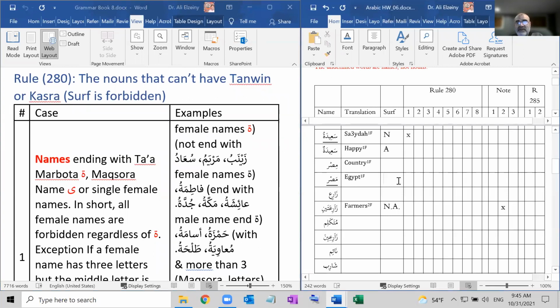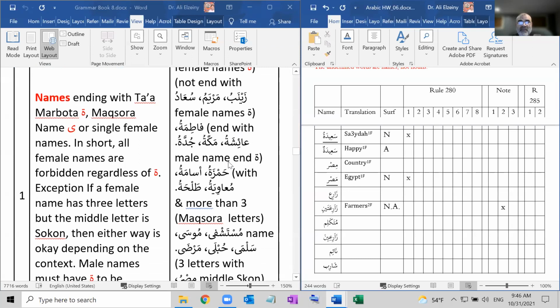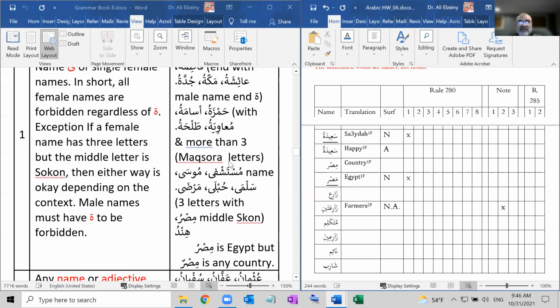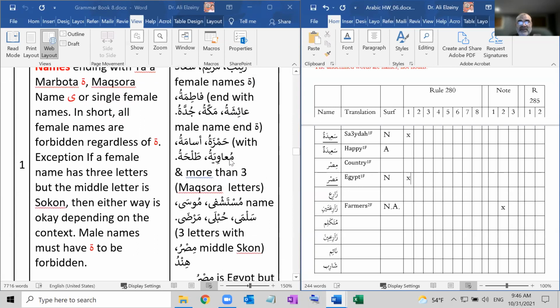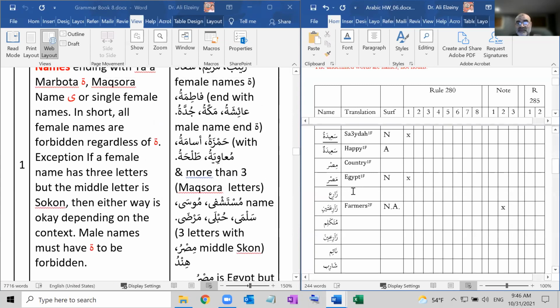So here, sarf is not allowed according to rule number one, because according to, I'm sorry, case number one, which is this case right here. So it's a female name.